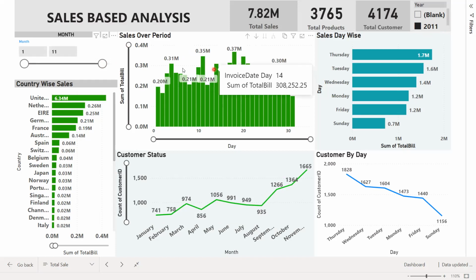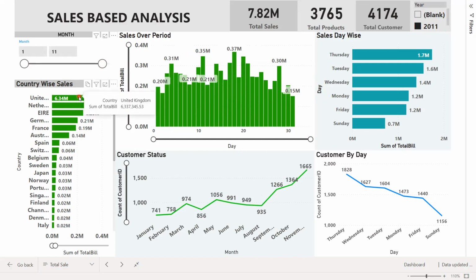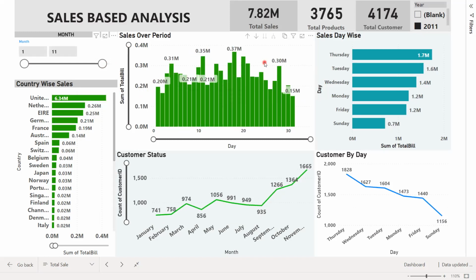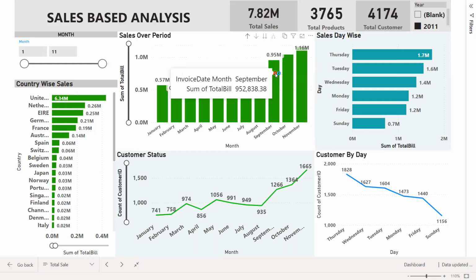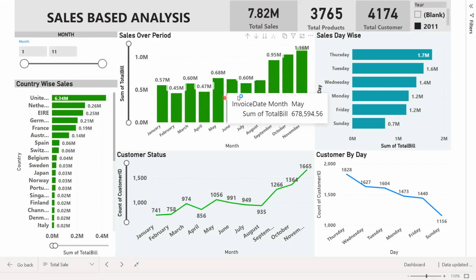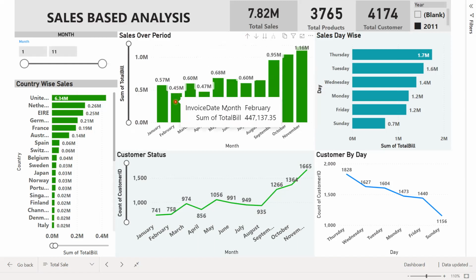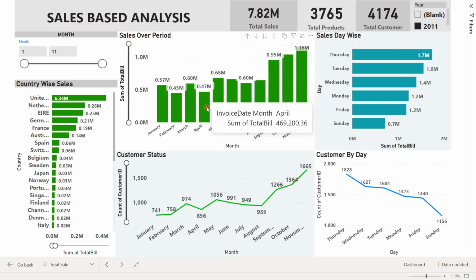In this analysis, we wanted to see the sales happening across countries, and we found that the United Kingdom had the most sales and most of the transactions. Looking at the overall scenario, the plot shows that sales grew gradually from 0.57 million to 1.16 million in November. In mid-February and mid-April, the sales dropped.